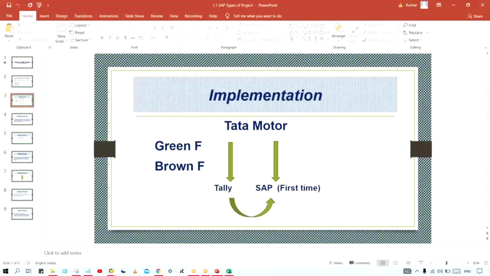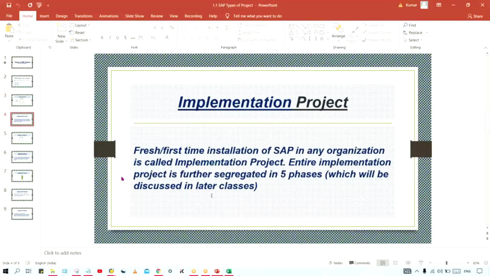Now, what I said, in Tata Motor, SAP is going to be implemented. And who is going to implement? The SAP consultant, right? So the first time installation of SAP in any organization is called an implementation project. Hope you guys are able to understand. The same thing I have specified here in the form of a definition. Fresh or first time installation of SAP in any organization is called an implementation project, right?